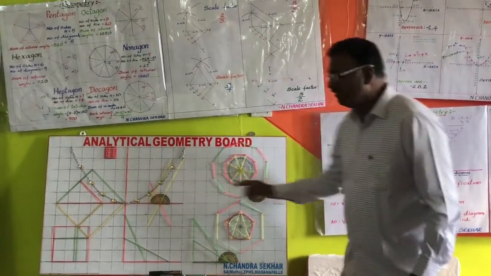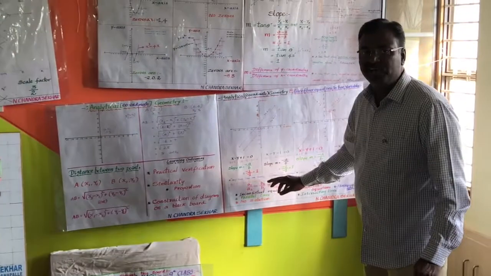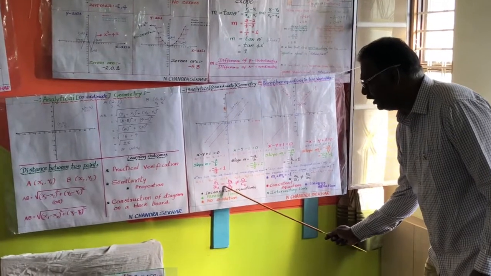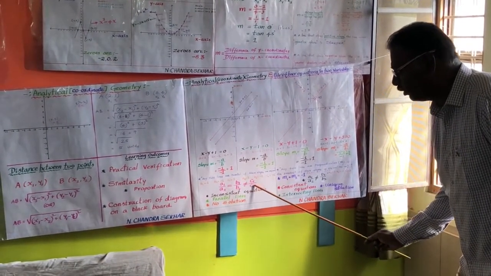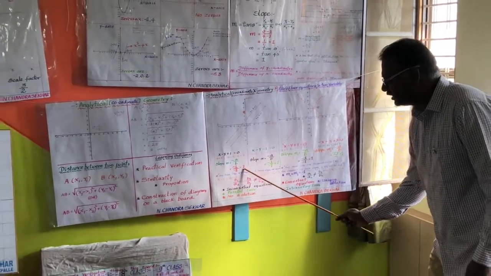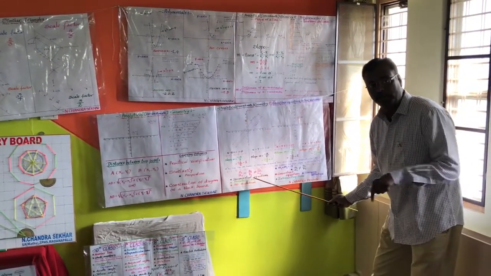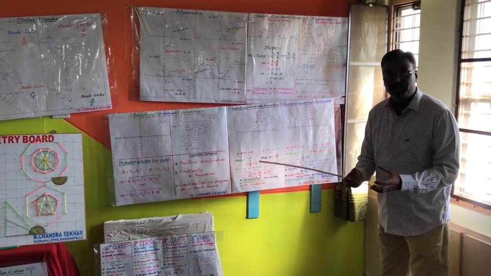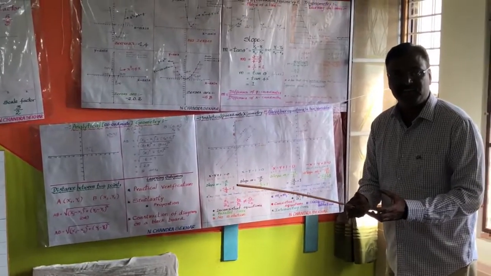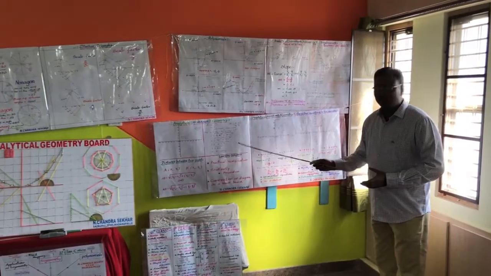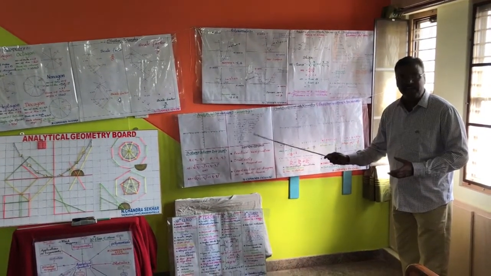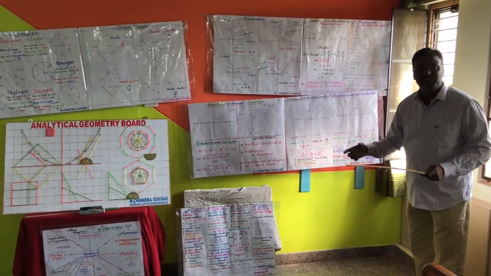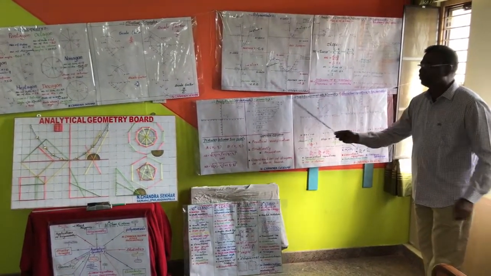The same condition I will apply to linear equations in two variables. Here the coefficients of the two lines: if a1 by a2 equals b1 by b2 is not equal to c1 by c2, and this condition is satisfied, the lines are parallel and inconsistent. Here is the correlation between analytical geometry and linear equations in two variables. These are all the concepts we teach through this board, where connection, communication, relation, verification and representation happen through this board.